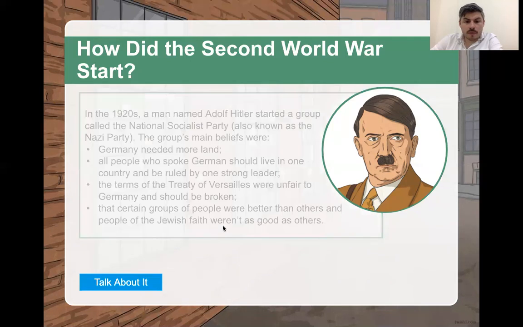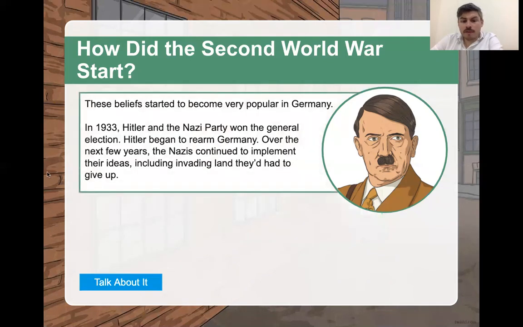And they started to become very popular due to the economy in Germany. And in 1933, with all this chaos going on, Hitler and the Nazi Party won the general election. He began to rearm Germany, and over the years, he began to implement their ideas, including the persecution of groups such as the Jews and invading land they'd had to give up in Versailles.